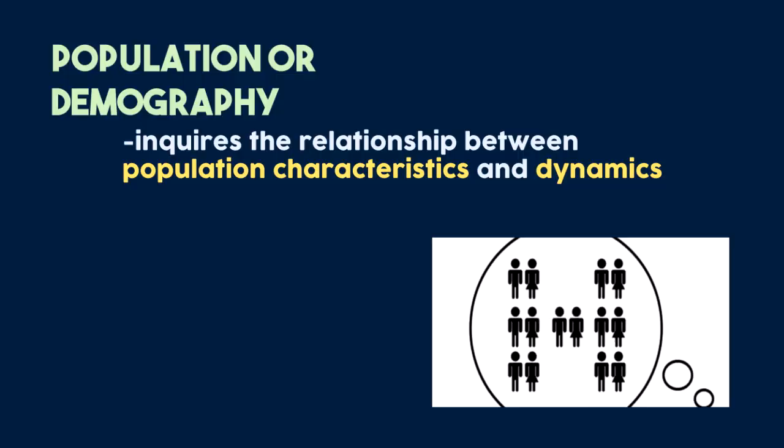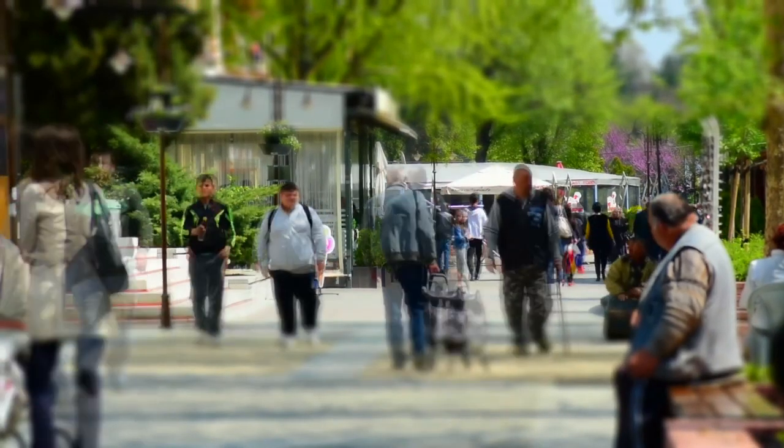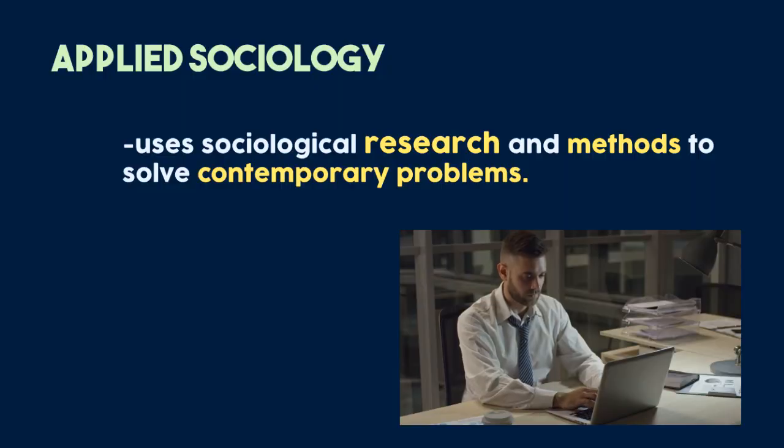Population or demography inquires the relationship between population characteristics and dynamics. This discipline provides a description on how characteristics of population change over the time. And last one is applied sociology. It uses sociological research and methods to solve the contemporary problems.